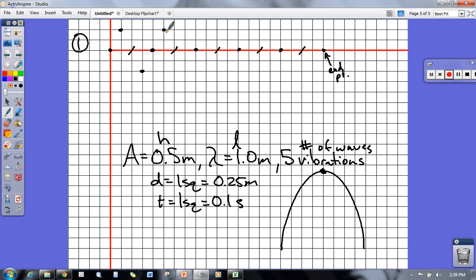Why is it 2? You said the amplitude is 0.5. It's 50 cents. How many quarters make 50 cents? So you're going to continue this pattern throughout.